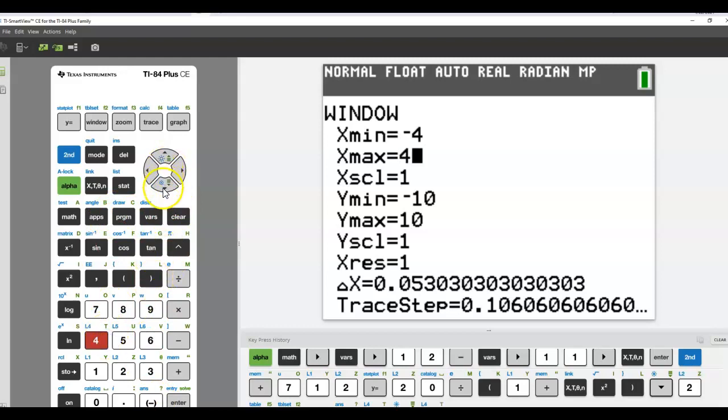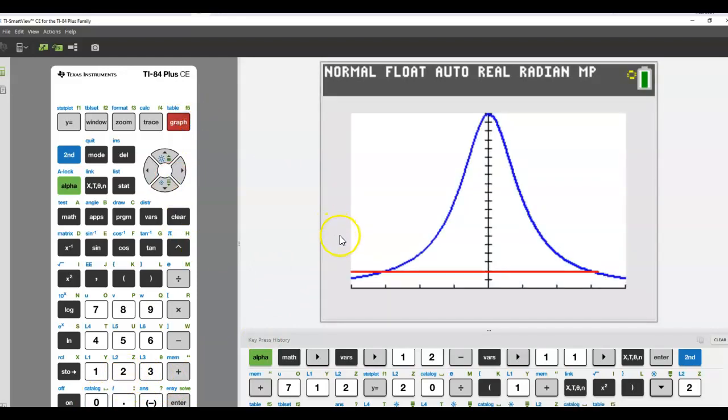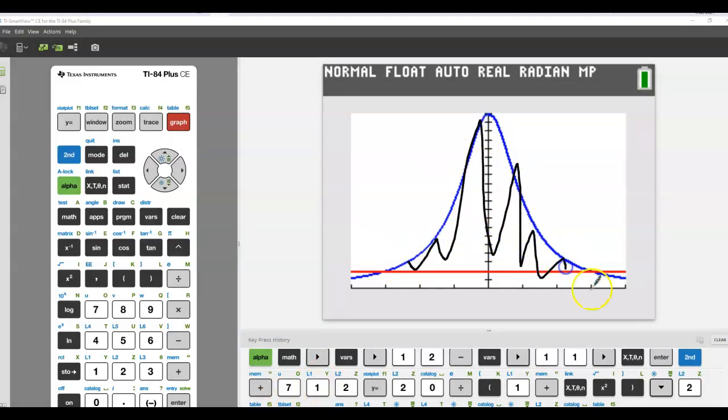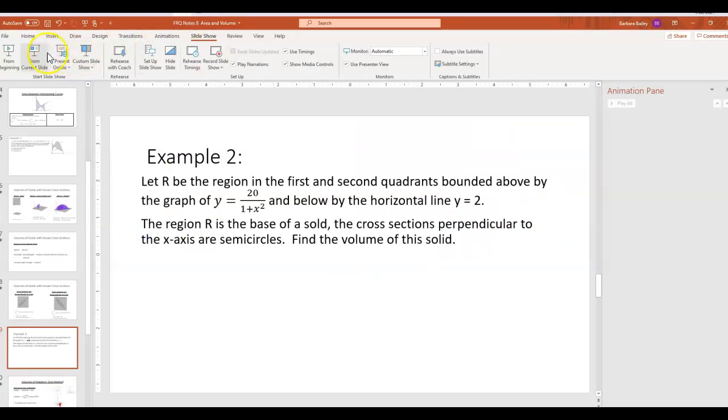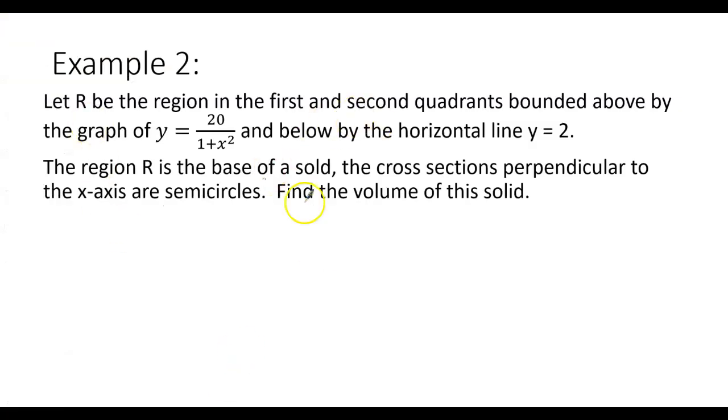And as for the height, I don't know. We know the minimum y is 0. It doesn't need to go below the x-axis, but the max of 10 is not high enough. Let's go ahead and try 20 and see what that looks like. That's a little bit better. So basically, I want to find this area here between these two functions, kind of. That's actually the base of my shape. So now that we've got our picture here, let's revisit the question that we're looking at. So that's the area we're looking at. They didn't give us a picture this time, but we made it.